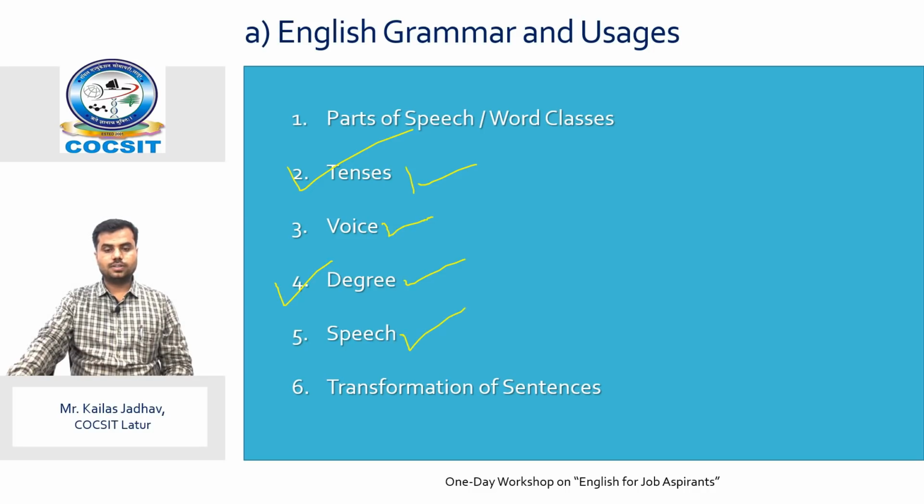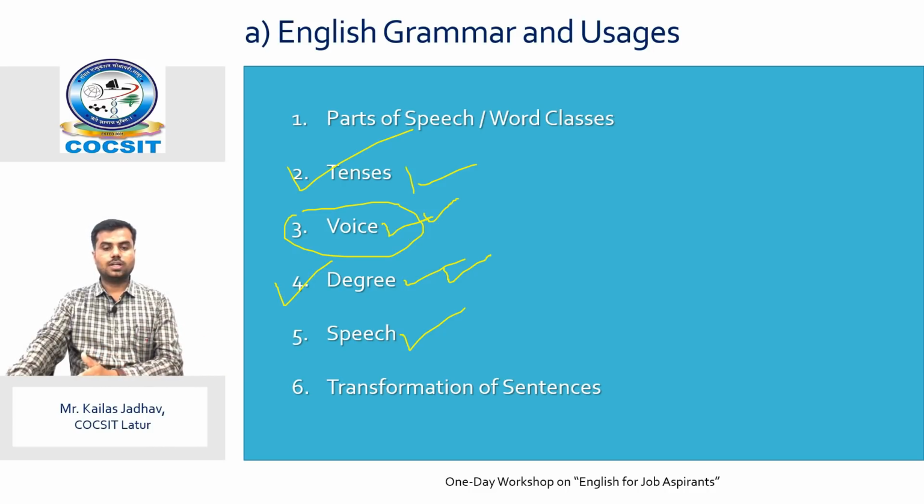Then the speech, direct and indirect speech. You have to understand all the rules of direct and indirect speech, the different rules regarding making direct into indirect and indirect into direct. It's the same case with the voice as well. There are certain rules of making active into passive and passive into active. Again, there are certain rules of converting one degree into another: positive to comparative, comparative to positive, superlative to positive. These are different ways of changing the degree.